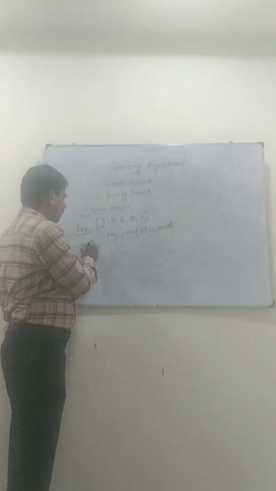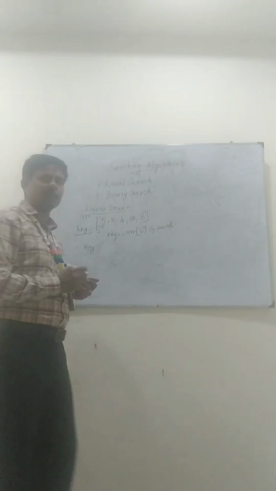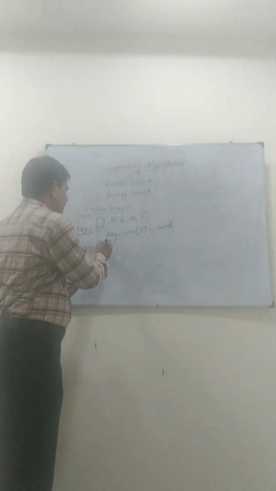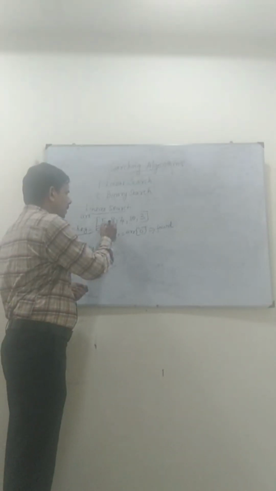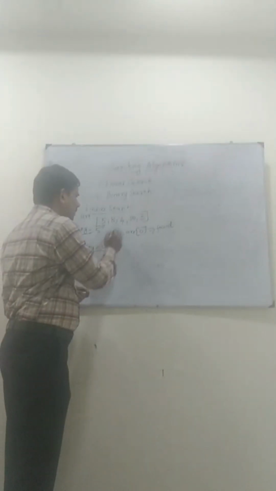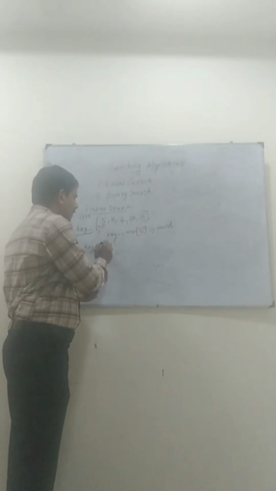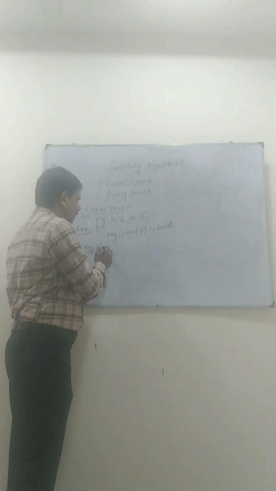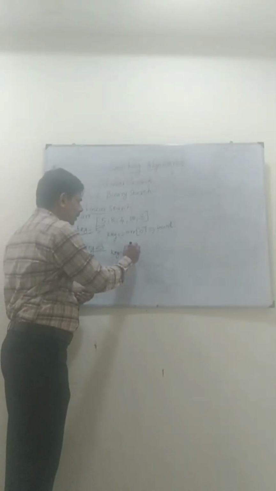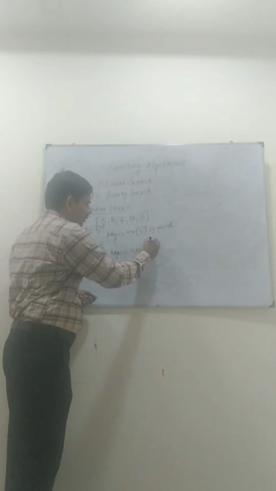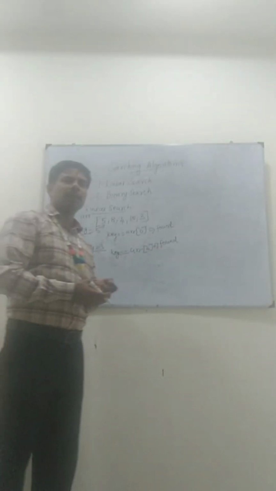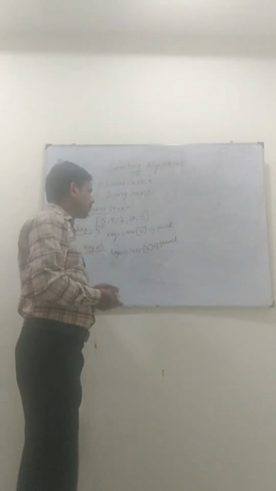Next, the second case. Now the key element is 3. First compare 3 with 5, not equal. Next 3 with 8, not equal. Next 3 with 4, not equal. Next 3 with 10, not equal. Now 3 compared with 3: key equals array of 4. The element is found. The last element is our search element, so the key is found at the last position.